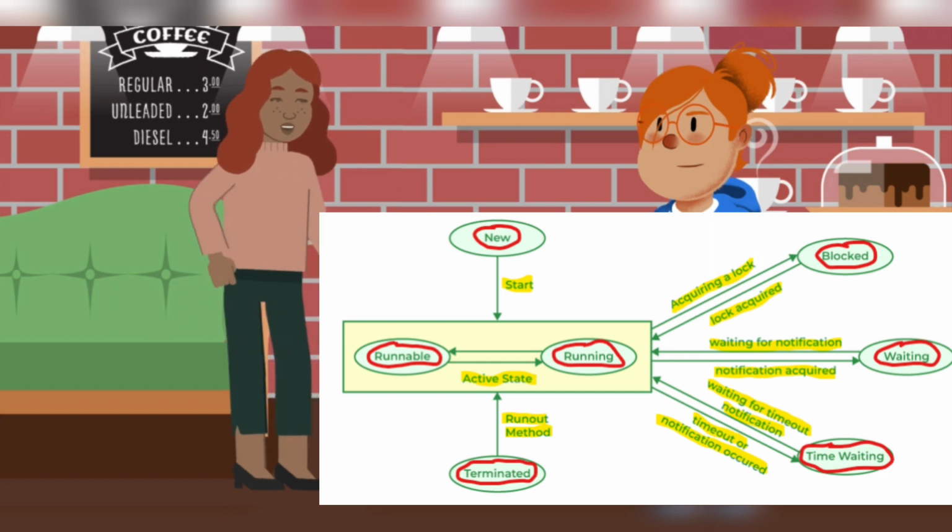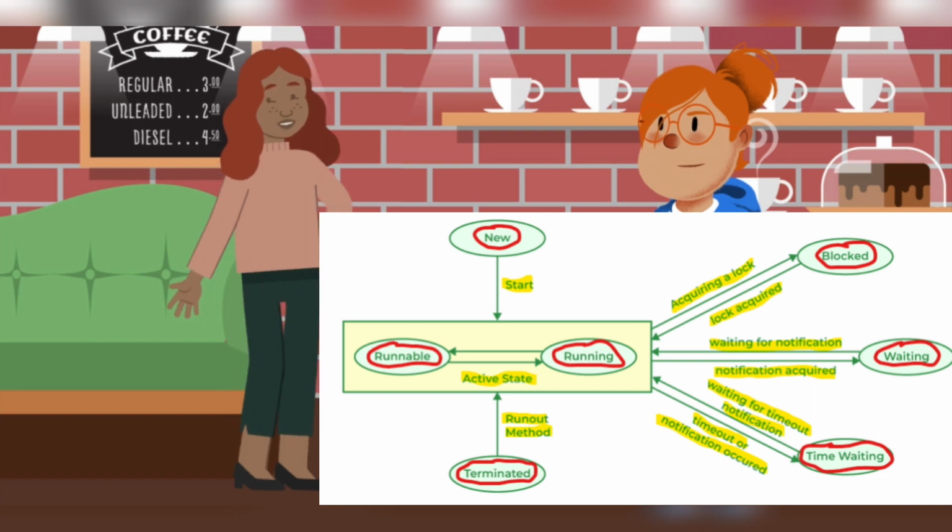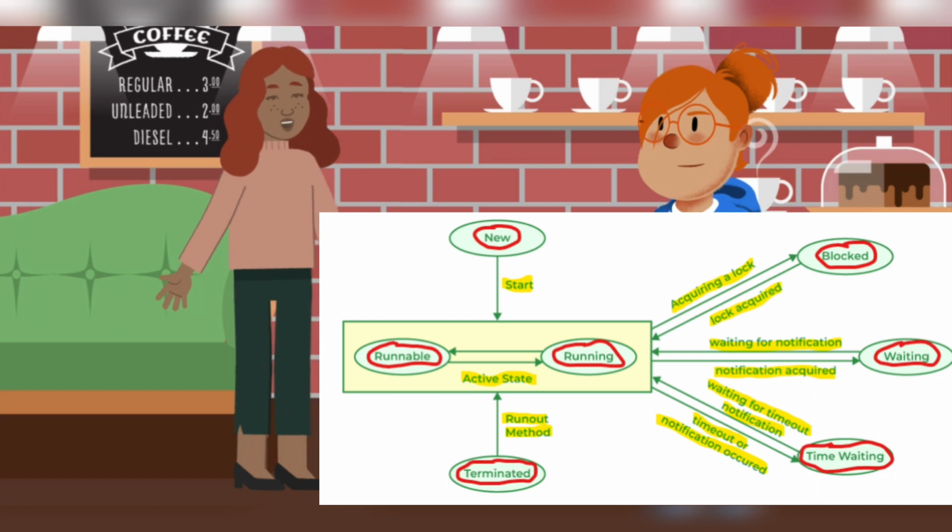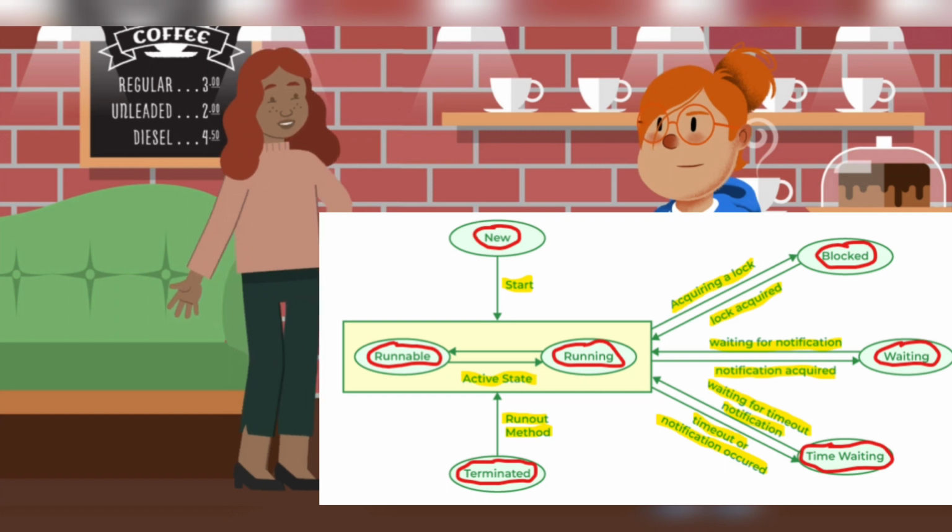5. Time waiting is when a thread calls a method with a timeout argument. It is in a time waiting state. Until the timeout expires or notice is received, a thread is in this state. For instance, a thread enters a time waiting state when it calls sleep or a conditional wait.